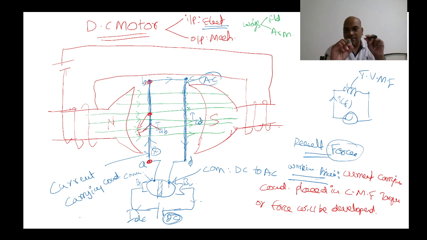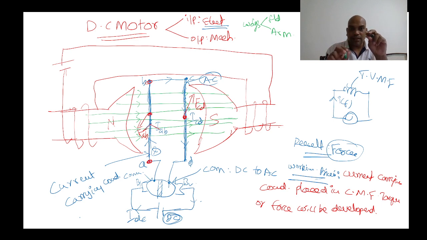But in another conductor, what is the direction of current? Here current is leaving. Here current is entering. So how will you represent the direction of current? This one. What is the direction of magnetic field? This one. What is the direction of force? Upward. Clear? So in another conductor, the direction of force is upward. In conductor AB, direction of force is downward.